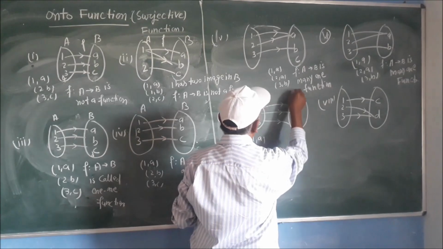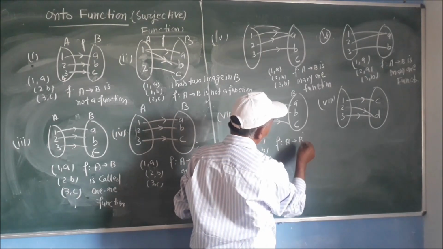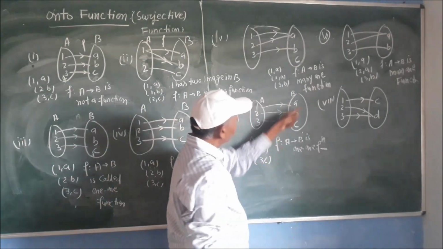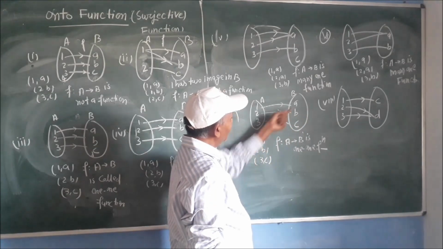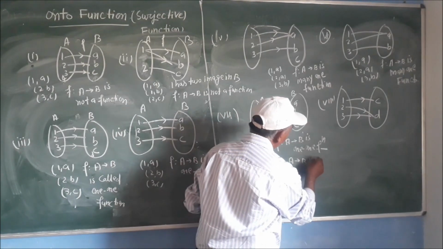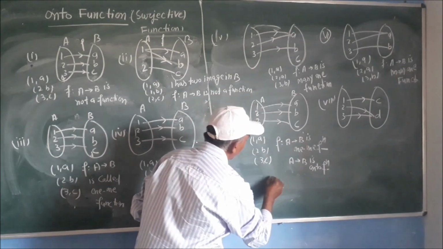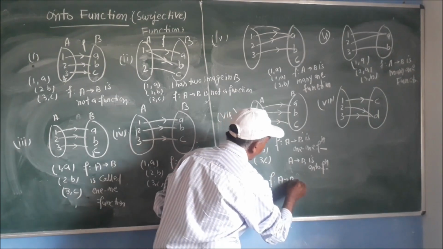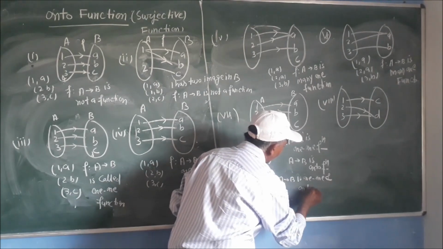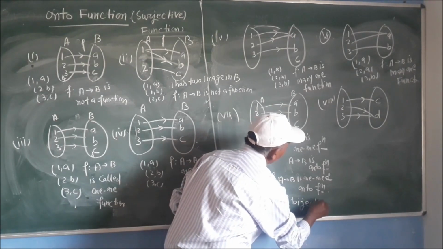All elements of B have a pre-image in A, so here we can say that f from A to B is a 1-1 function, and also no element of B is such that it lacks a pre-image in A. There is no element in B whose pre-image is not in A, so you can say that f from A to B is also an onto function. So if we add these two, we can say that f from A to B is a 1-1 and onto function, and if a function is 1-1 and onto, it is called a bijective function.